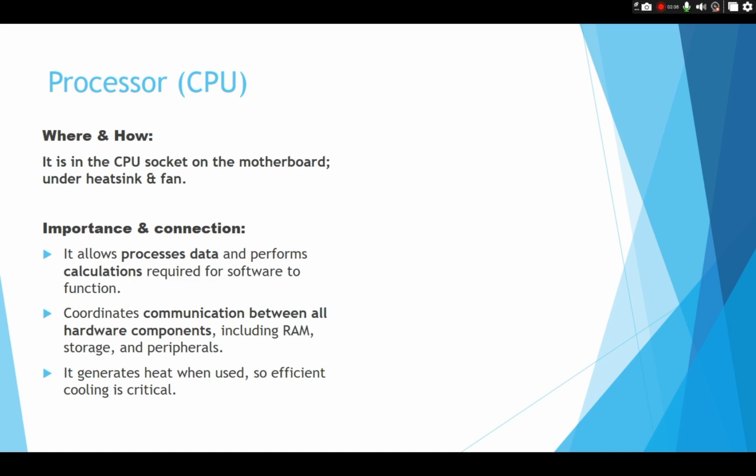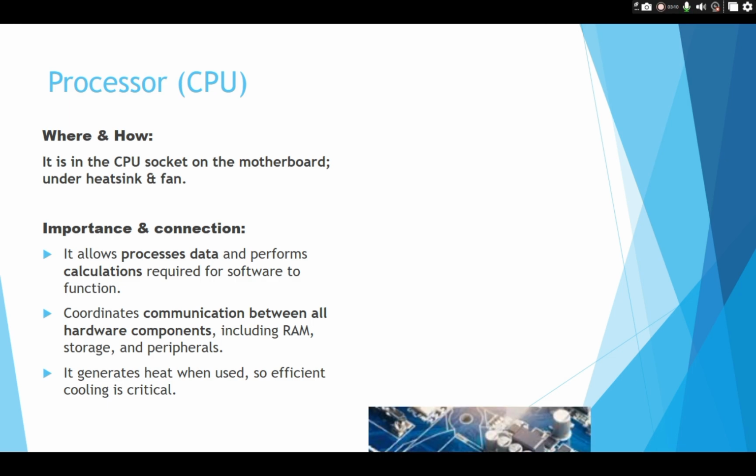Next, we have processor, or the CPU. Where and how? It is in the CPU socket on the motherboard, under the heatsink and fan. Importance and connection. It processes data and performs calculations required for software to function. It coordinates communication between all hardware components, including RAM, storage, and peripherals. It generates heat when used, so efficient cooling is critical.